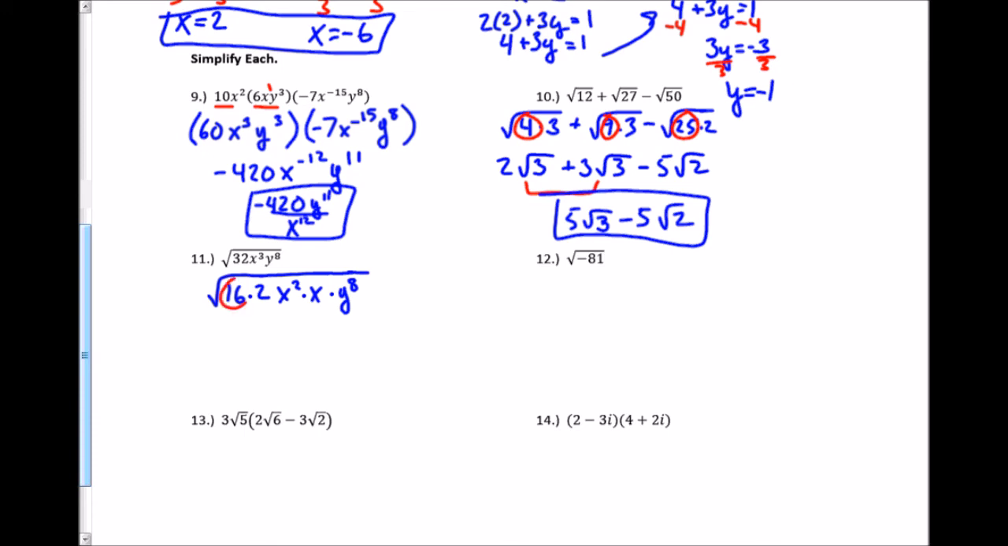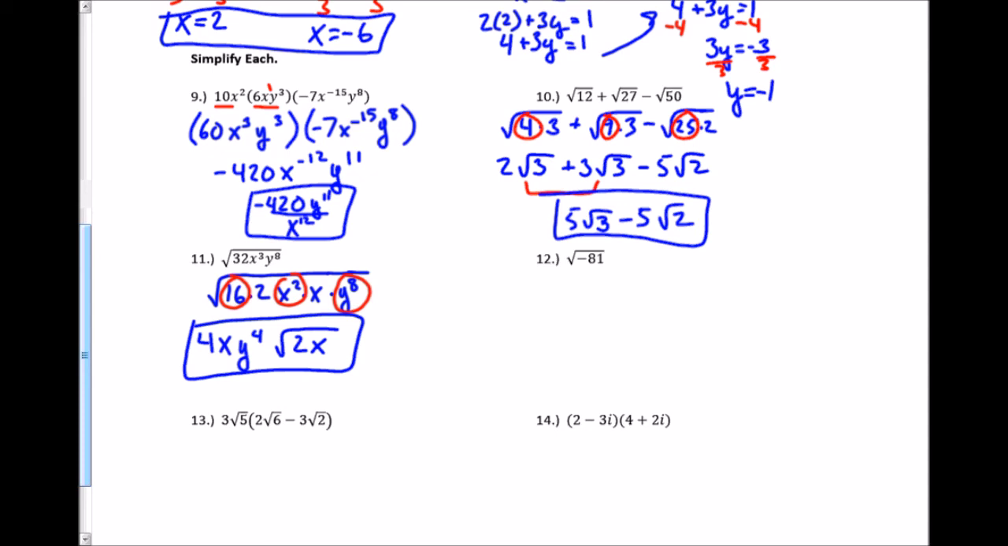Now I start taking the square root. The square root of 16 is a 4. The square root of x squared is x. We're assuming all variables are positive. The square root of y to the 8th is y to the 4th. Again, we're just dividing each of the exponents, and that just goes back to our rules of exponents. And then trapped underneath here is the 2 and the x. And that's it.